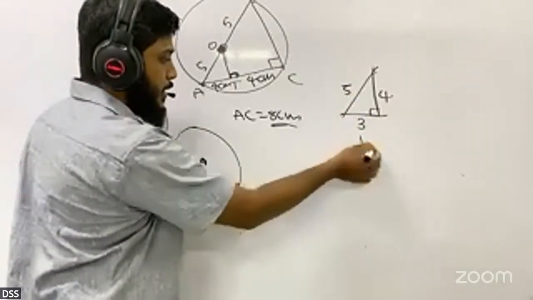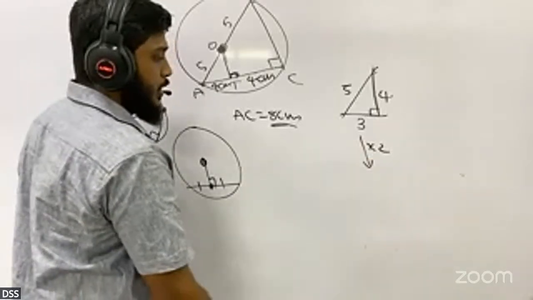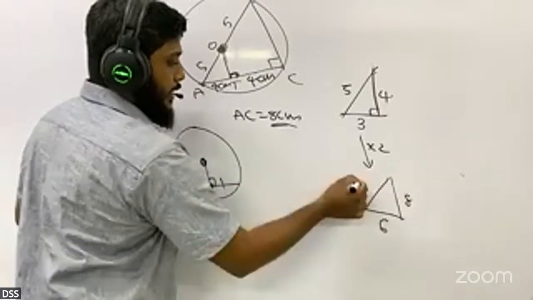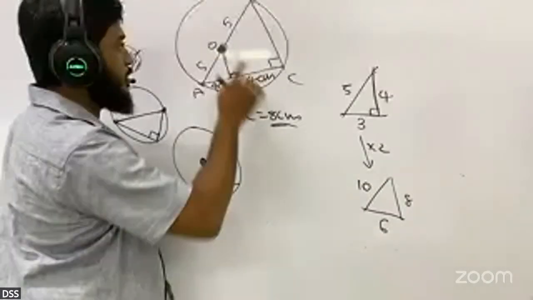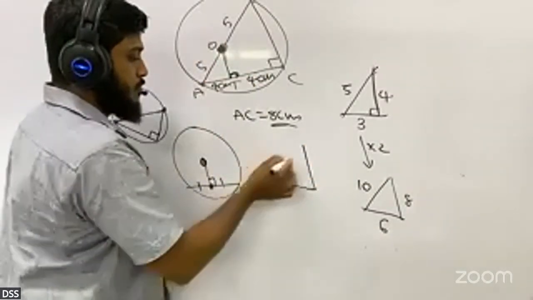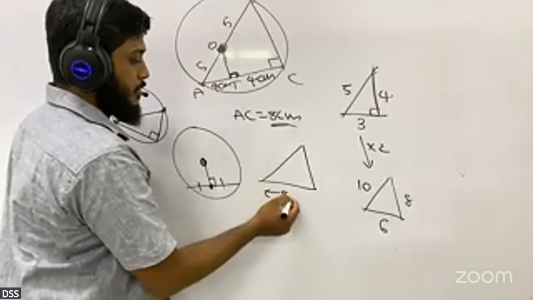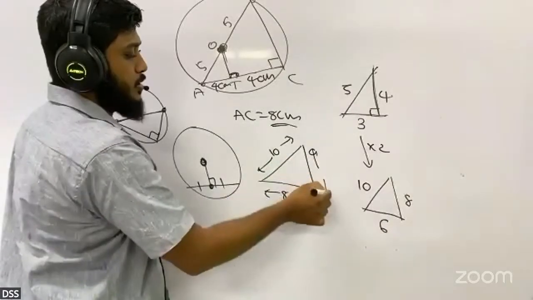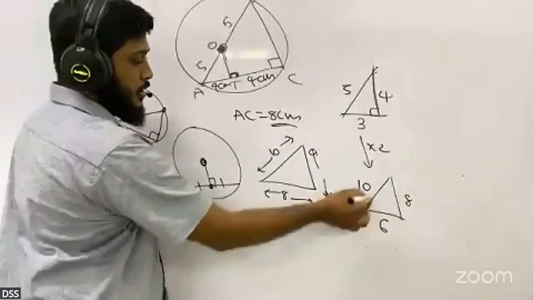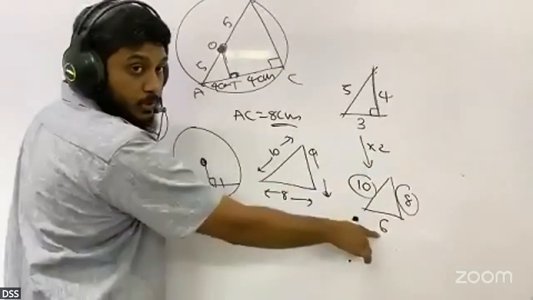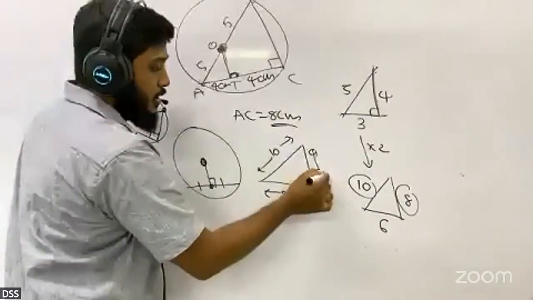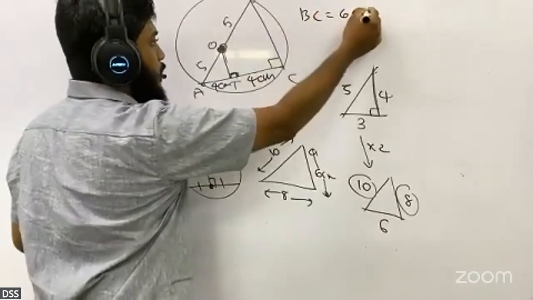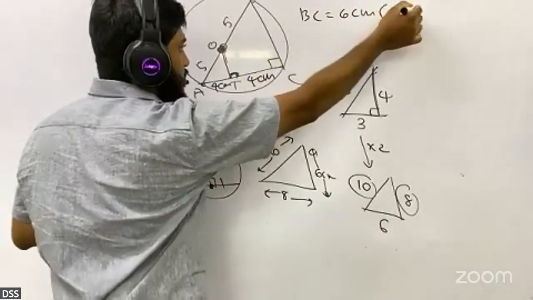Now we'll multiply this by 2. If you multiply this by 2, what will you get? You get another triangle with measurements 6, 8, 10. Now you can see this triangle. From here to here 8. From here to here 10. Then from here to here should be how much? According to Pythagoras triple, you got 10, you got 8, the next value is 6. This value is 6 centimeter. You can write BC equals 6 centimeter. Reason: Pythagoras triple.